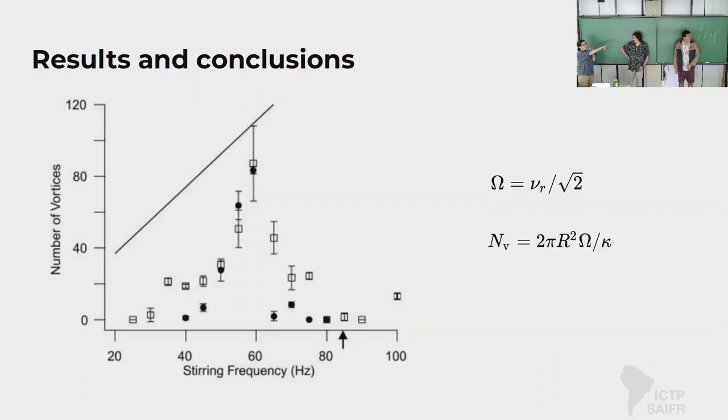Here is plotted the number of vortices versus the stirring frequency for two different stirring times. The number of vortices can be estimated from the density, and it's linear with the stirring frequency, which is the line over there. They find that only around 60 hertz is it near the predicted number. For other stirring frequencies, it's below, and that's the trap's radial frequency divided by square root of 2, which, because of the trap asymmetry, induces a quadrupolar surface excitation when they're around that frequency, and that's why the number of vortices increases.